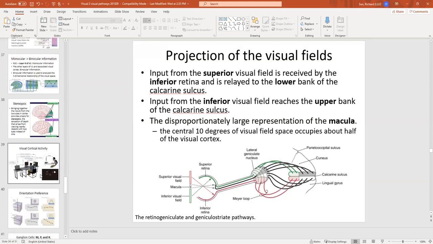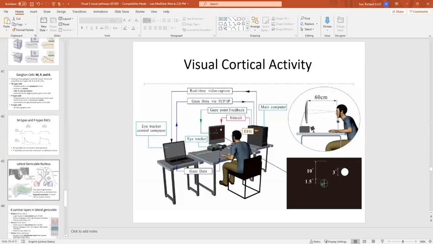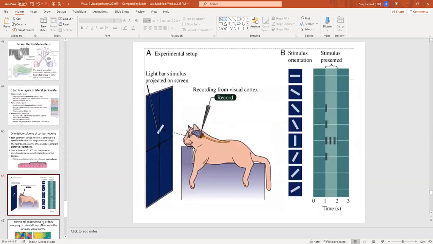So there are further studies looking into it. For example, we can have a volunteer look into a screen and provide different patterns of vision. And then we can have a camera to detect the eye tracking, to make sure that the eye is not moving, and we detect the EEG to detect the visual cortical signal, and to see how that visual pattern affects the visual cortex. The idea was originally done not on humans, but on animals. So this is what the earlier study was done.